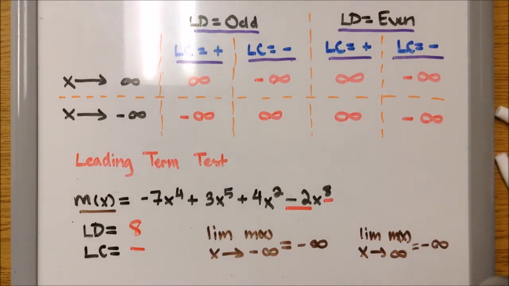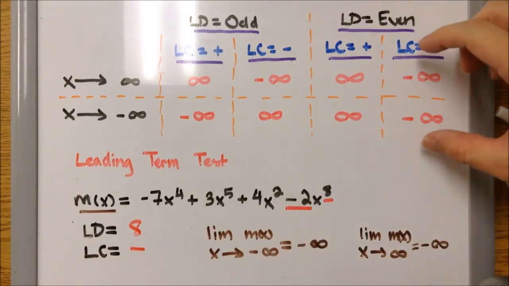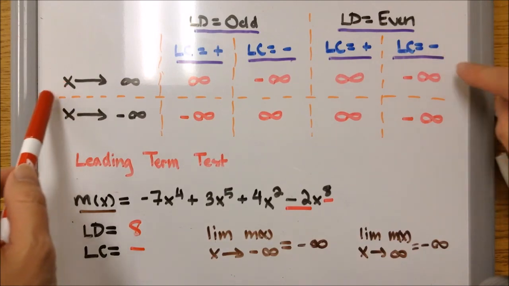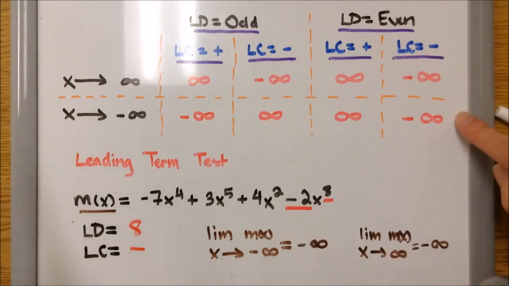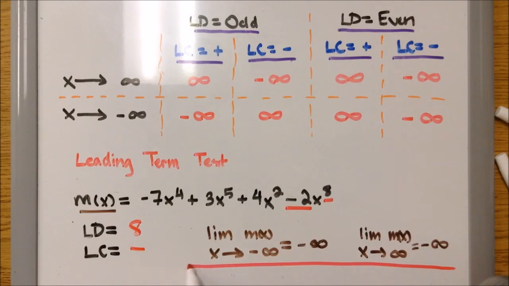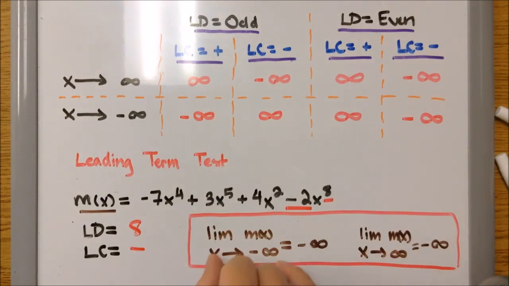So again, for this function, the leading degree is 8. Leading coefficient is negative, so we're going to look at this column. Here's the right side, which is right here. And then here is the left side, which is right there. So again, I started off with the left side and ended with the right side. Order does not matter, as long as you correctly write the sides and their corresponding end behavior. So left side, right side.